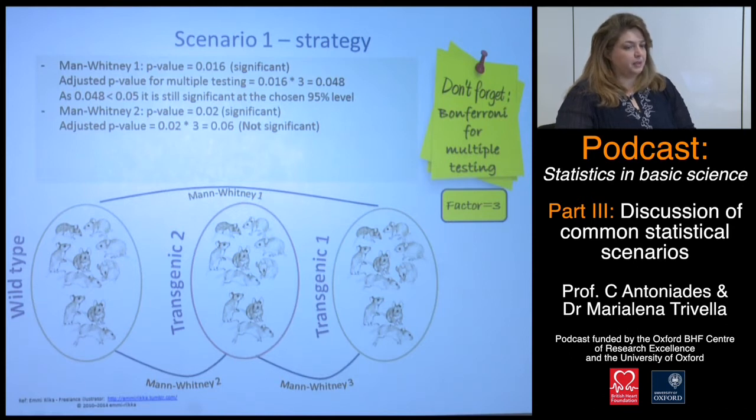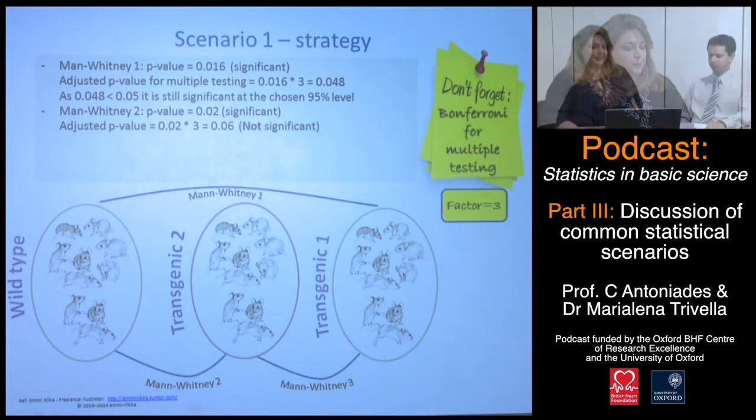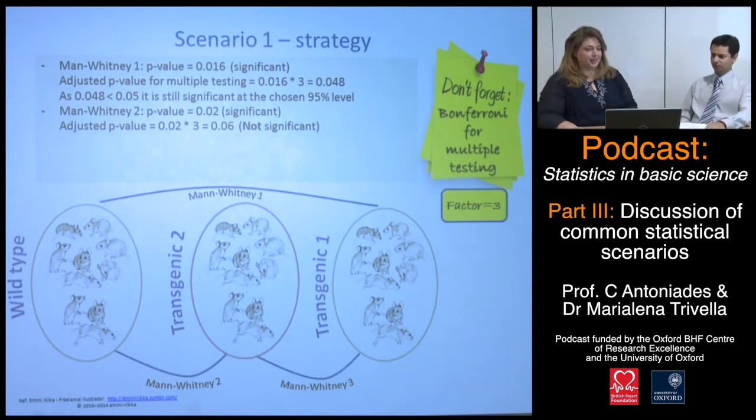If we adjust the p-value, multiply that by 3, we get 0.06, which in this case has gone to be not significant. In fact, this is perhaps what happens in practice more often than not when we have multiple testing situations. So let's have a look at the third case.